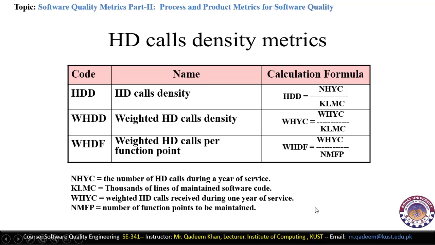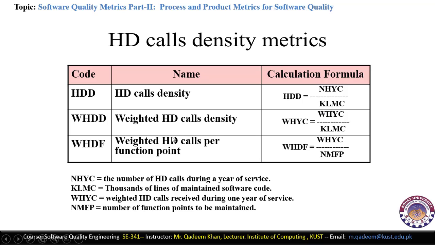Now these are the help desk call density matrices. HDD, help desk call density, means how many times the users have called the help desk. So here HDD is equal to NHYC divided by KLMC. Here NHYC is the number of HD calls received by the help desk during a year of service, divided by thousands of lines of maintained software code. So all these lines of code are in the form of kilo lines of maintained code.